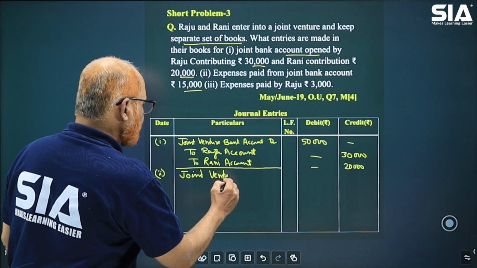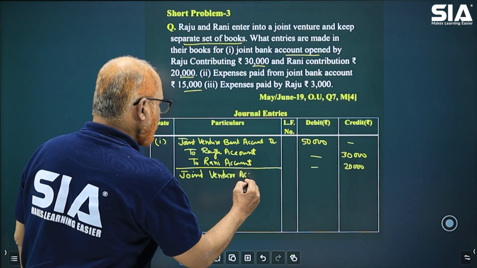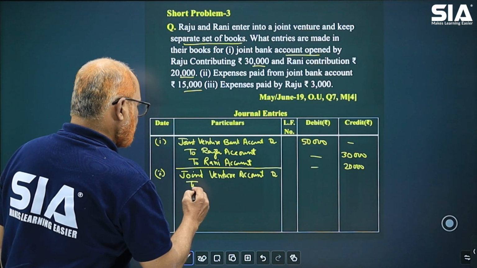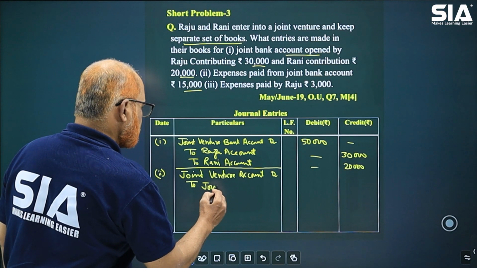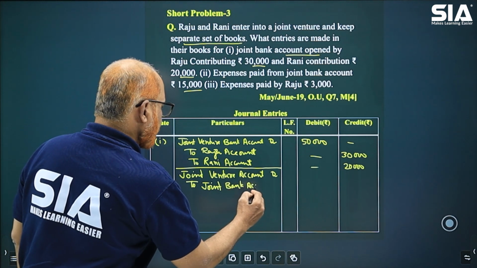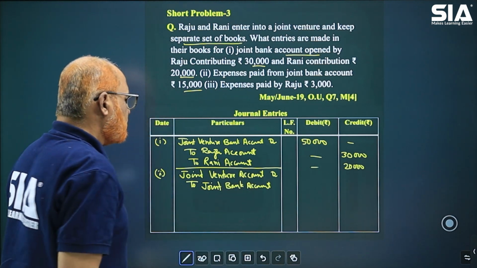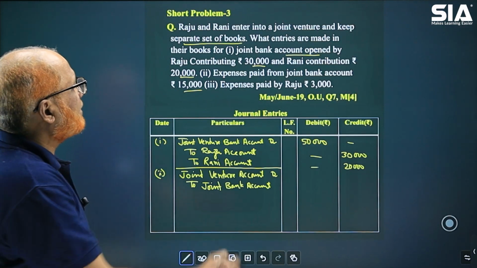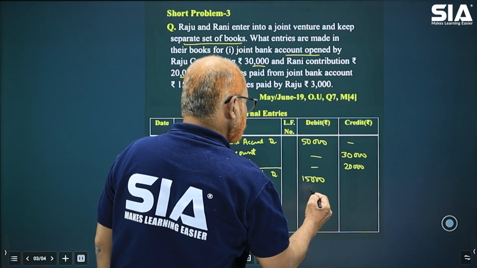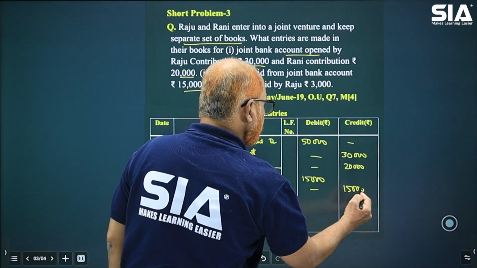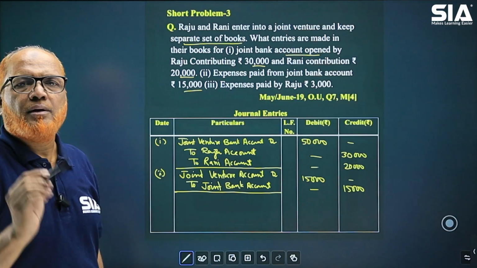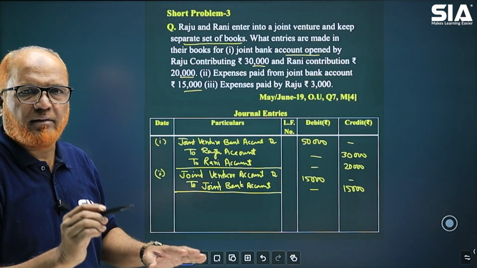joint venture account debit to joint bank account. How much? 15,000. Being the expenses paid. The narration which you give is being the expenses on joint venture paid.